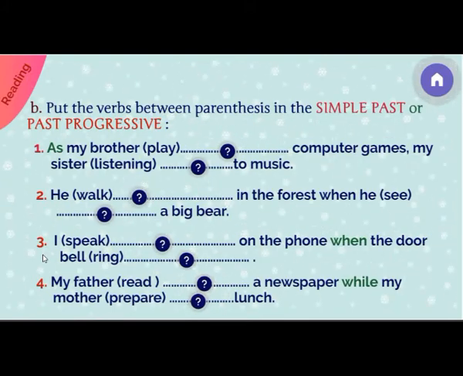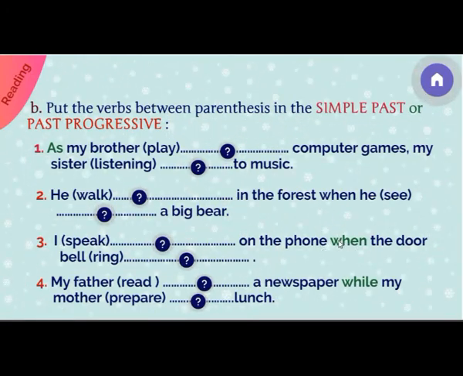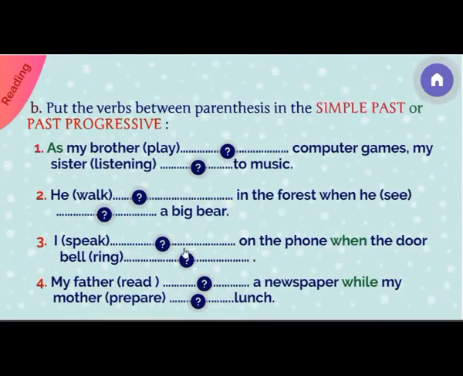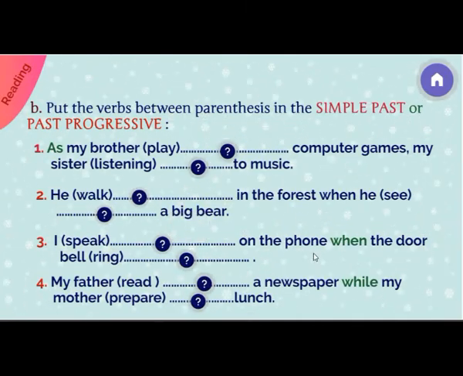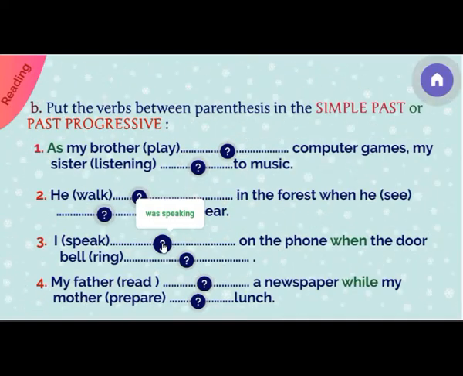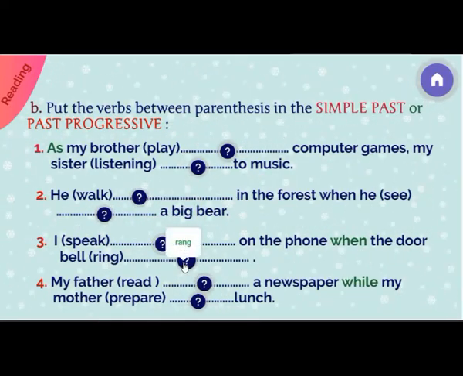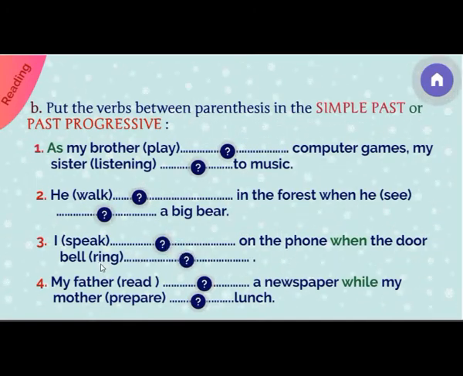Now sentence number 3: I speak on the phone when... Again, we use "when" to describe a long action in the past interrupted by a short one. So the long action is "was speaking". So: I was speaking on the phone when the doorbell rang. "Ring" also is an irregular verb. So the past of ring is rang.